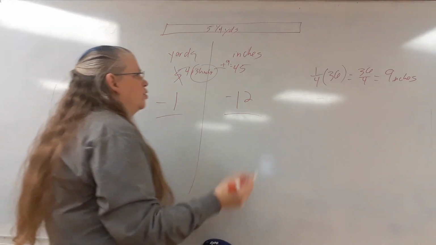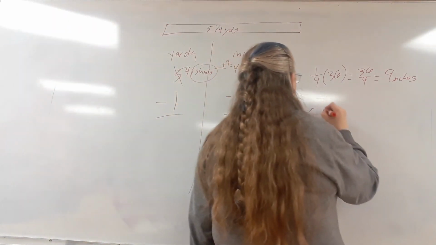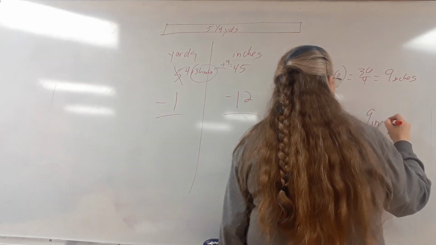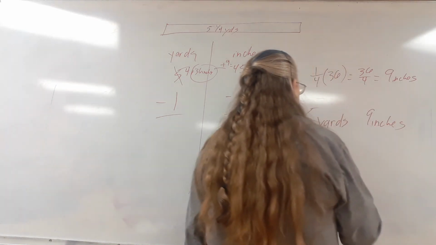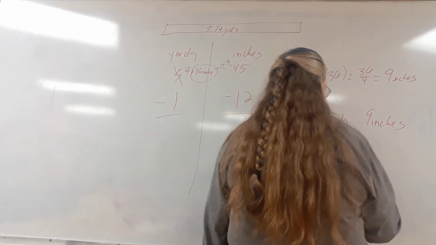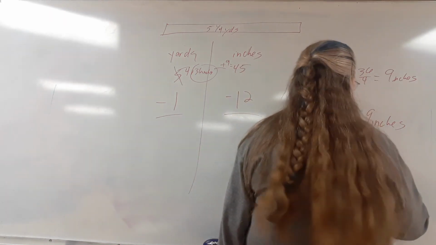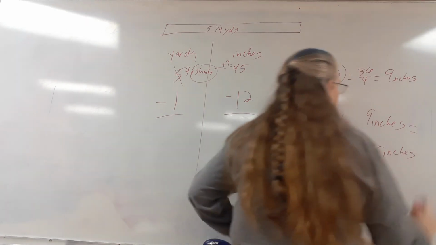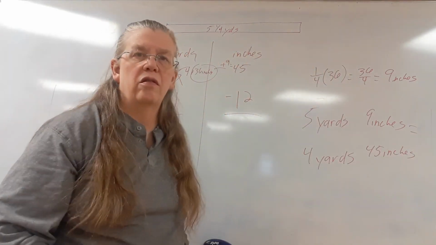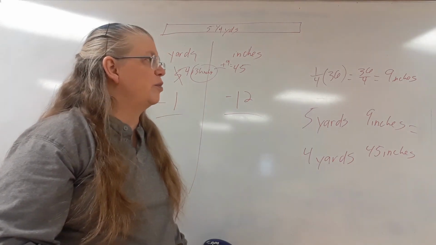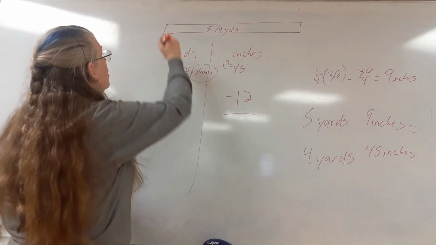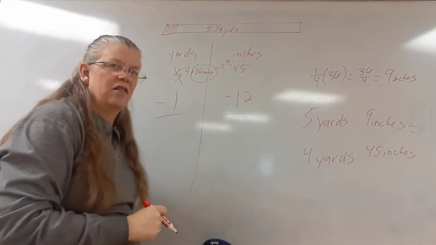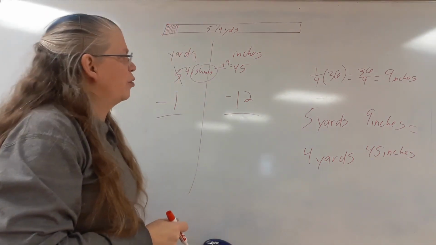Okay, so just to be clear, 5 yards, 9 inches is the same as 4 yards, 45 inches. These two equal each other. All we did is we took one of the yards and we cut it up into inches so that we could do the subtraction.